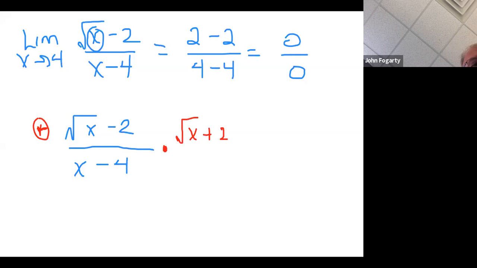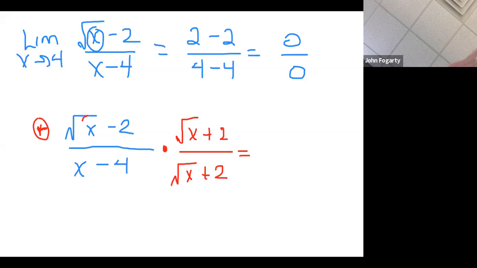Is that how you find a conjugate? How do you find a conjugate of a binomial? Opposite. Just change the sign in the middle of it. All righty, and now let's simplify.